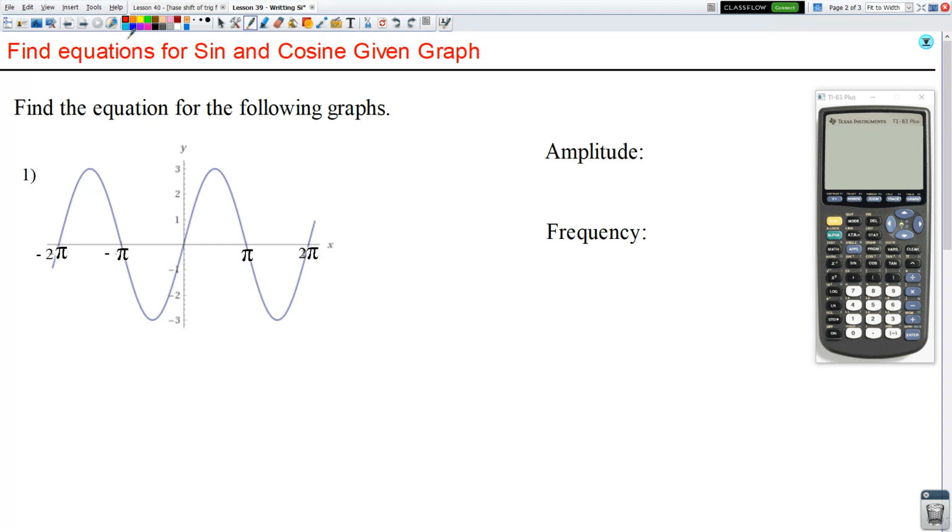Let's look at some equations here. The direction is to find the equation for the following graphs. And anytime you want to find an equation for a graph, when it comes to sine or cosine, the first thing that you want to do is figure out what is the amplitude and what is the frequency.